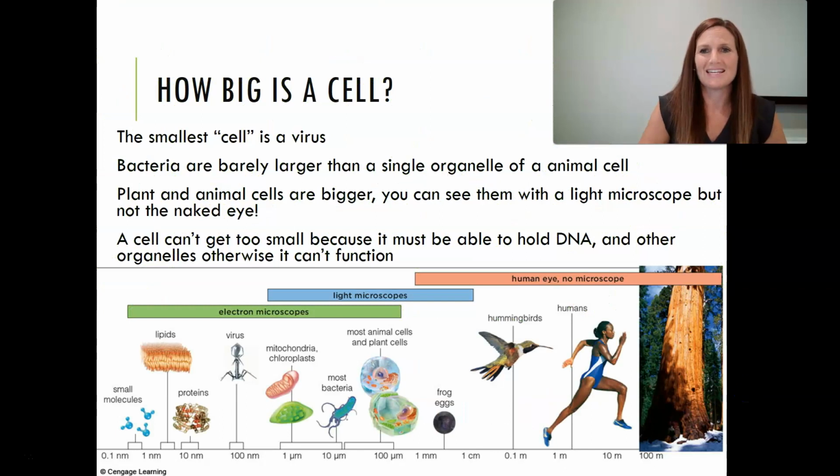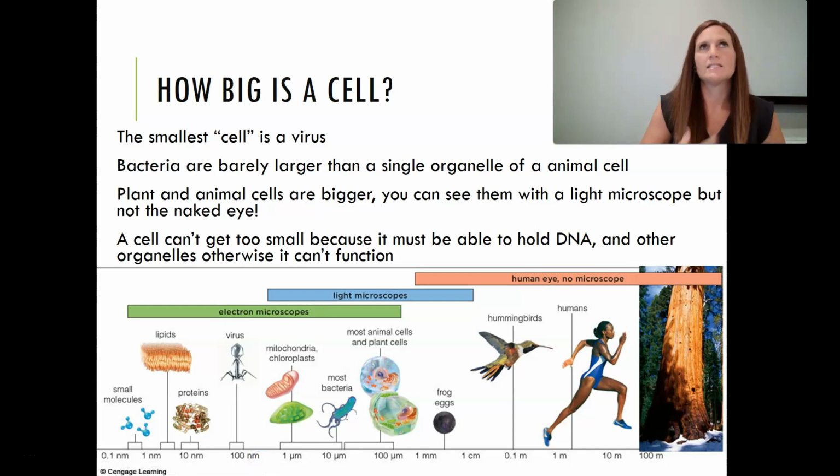The first thing we need to think about is how big is a cell? Cells range in size. You can see that starting here at about 100 micrometers, that's where most plant and animal cells are. We can have smaller cells. Bacteria cells are in the 1 to 10 micrometer area, and viruses can be as small as 100 nanometers. Those are very, very small.